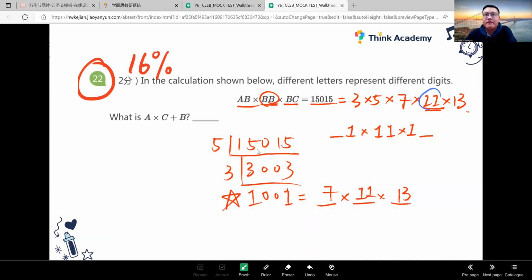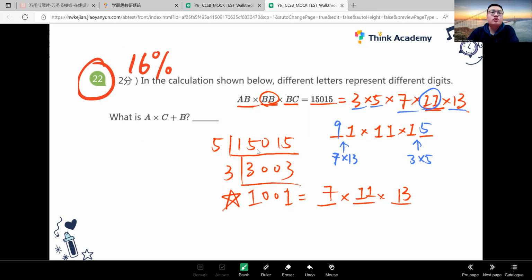We have already used 11. 3 times 11 times... so actually 5 times 3, you got what? You got 15. That is 3 times 5. And also 7 times 13, you got 91. You got it? 7 times 13, you got 91. So that will be one of the answers.